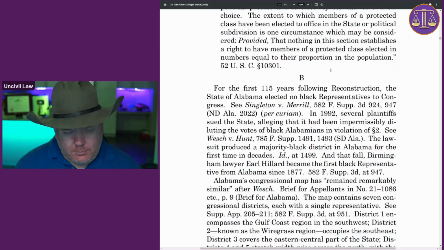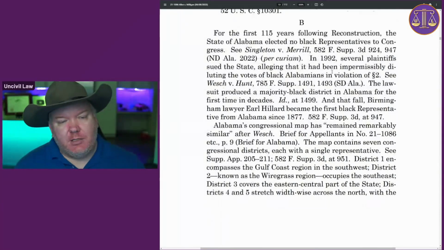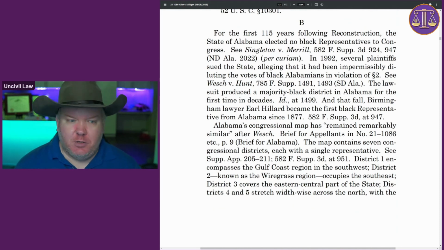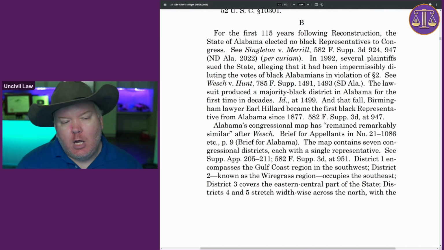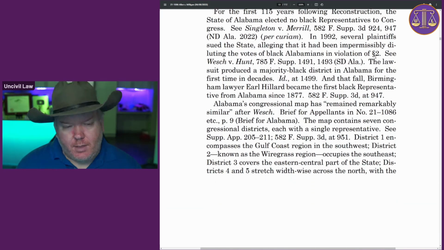Great. For the first 115 years following Reconstruction, the state of Alabama elected no Black representative to Congress. In 1992, several plaintiffs sued the state, alleging it had been impermissibly diluting the votes of Black Alabamans in violation of Section 2 of the Voting Rights Act. The lawsuit produced a majority district in Alabama for the first time in decades. And that fall, Birmingham lawyer Earl Hillard became the first Black representative from Alabama since 1877.